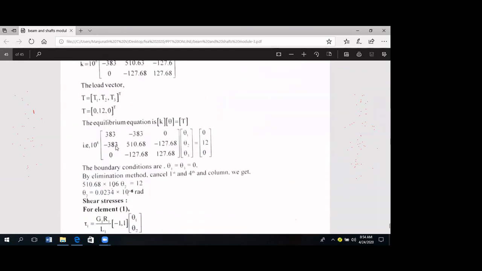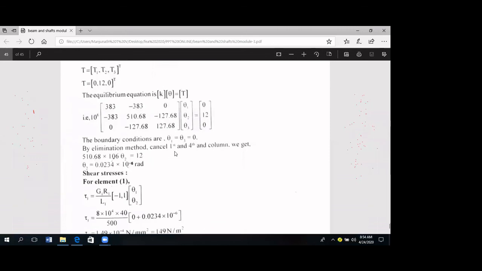Then writing the equilibrium equation, K theta equals T. So K, the global stiffness matrix, is written down here, and theta is the nodal angle of twist, theta 1, theta 2, theta 3, which is equal to the torques at node number 1, node number 2, node number 3. Then applying the boundary condition, left hand and right hand both are fixed, so theta 1 and theta 3, the angle of twist at node number 1 and at node number 3, are equal to 0.